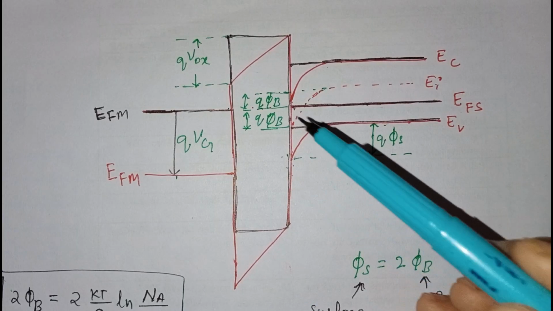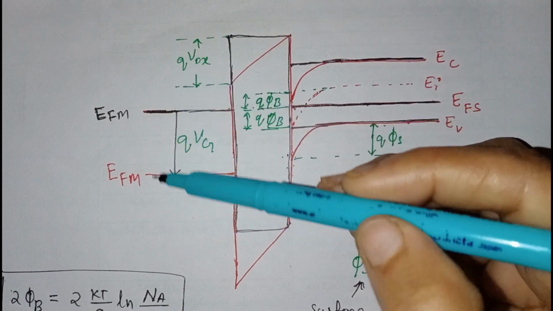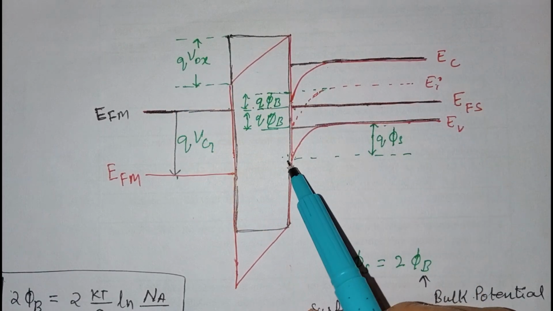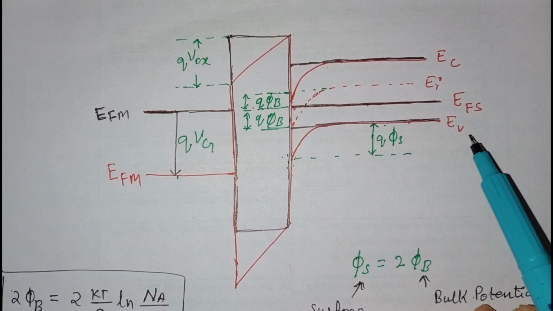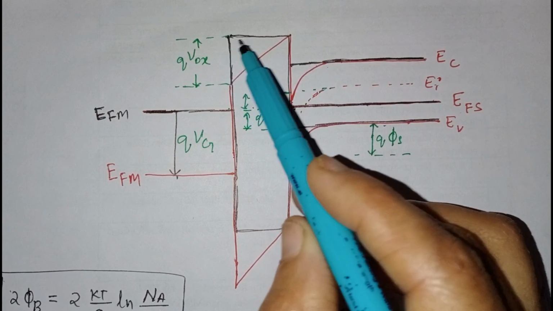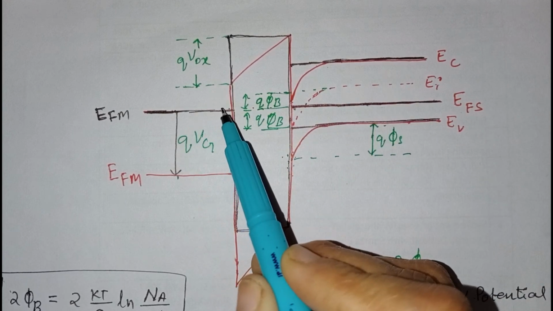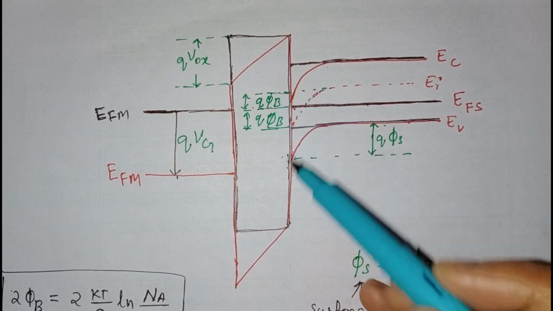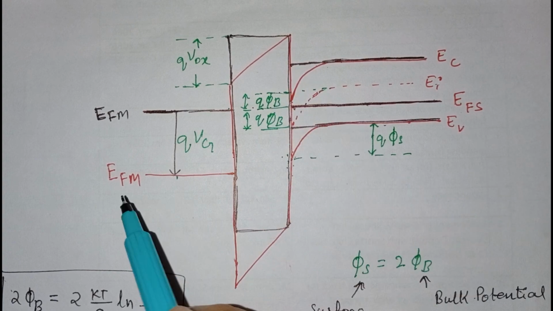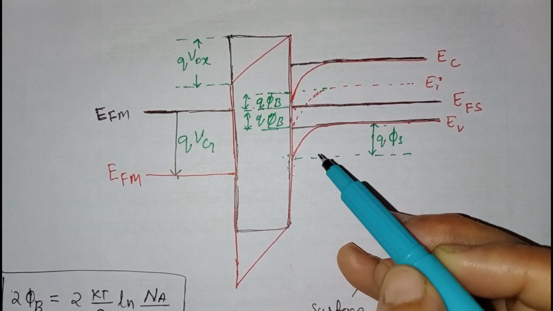Now we'll discuss the energy band diagram for the inversion mode. This left side shows the band diagram for the metal, this shows the oxide layer, and this right side shows the band diagram for the substrate. The line in black shows the flat band diagram, and from this flat band diagram we will derive the band diagram for the inversion mode. This red line shows the band diagram for the inversion mode.